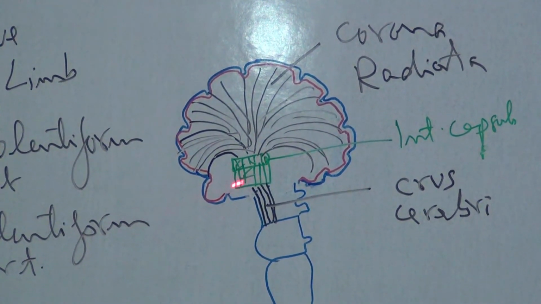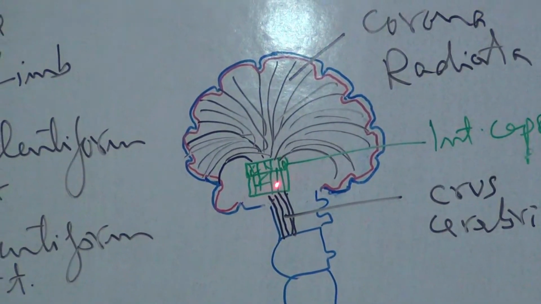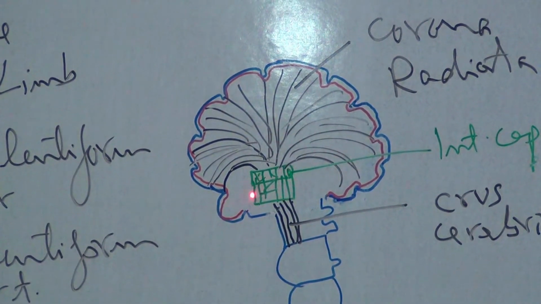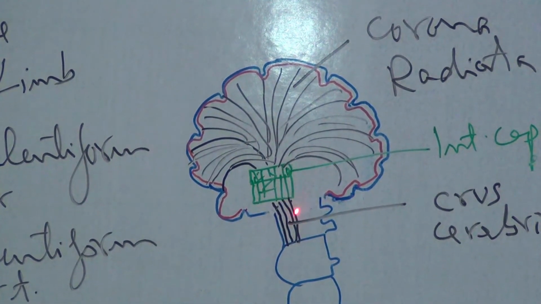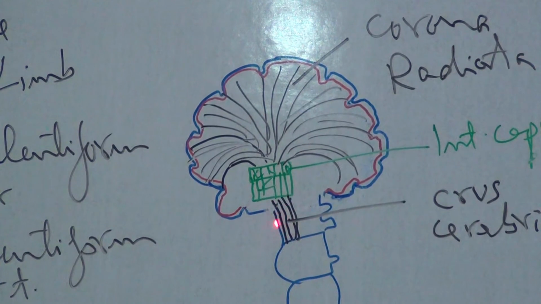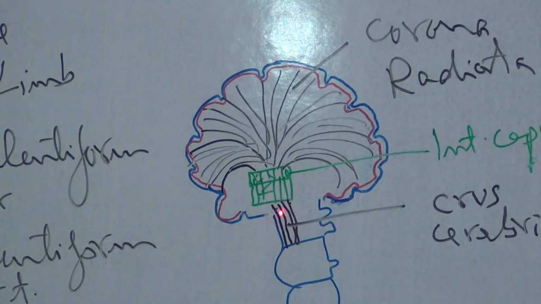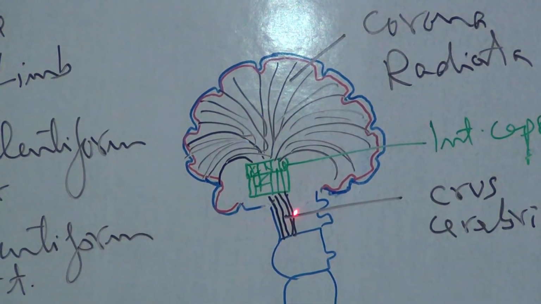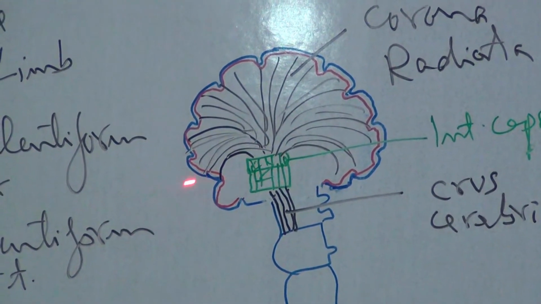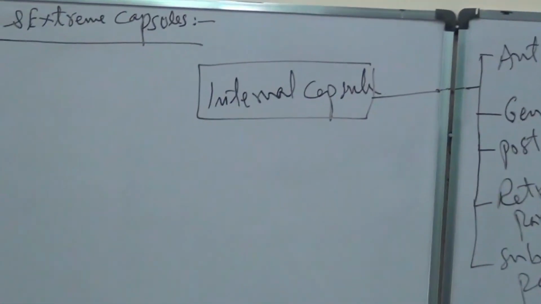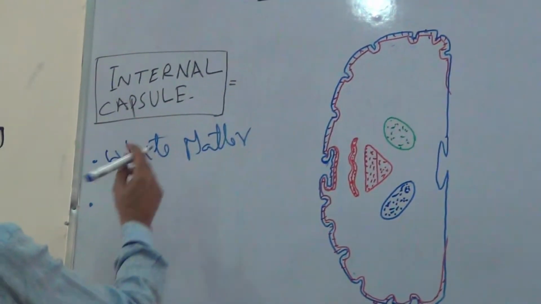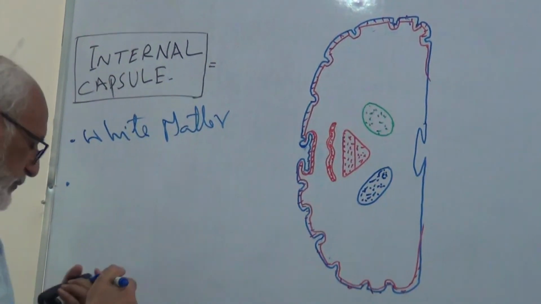Therefore, above the level of internal capsule is the corona radiata in each cerebral hemisphere, and below the internal capsule level there is crus cerebri of the midbrain, anterior part of the midbrain. So above is corona radiata and below is crus cerebri, and it is an inverted mass of white matter known as the internal capsule.